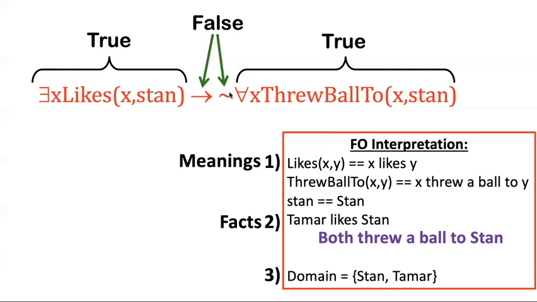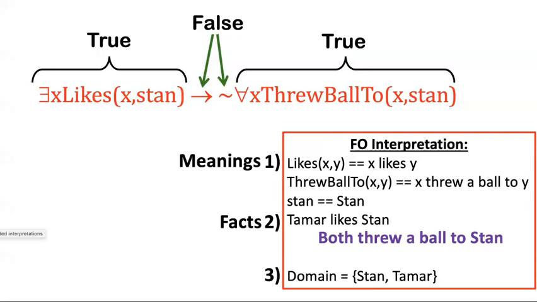Now, how do I make a negation false? I need to make the thing inside its scope true. That's why I need to make it the case that everybody threw a ball to Stan. Remember, Stan is in the domain too, so that means Stan has to throw a ball to Stan. He has to throw a ball to himself, you know, like throw the ball up in the air and catch it, in order for this to be true for all objects in the domain. So if this is true, then my negation is false. If my antecedent is true and my consequent is false, then the arrow is false. So that's why this is the interpretation that actually works.